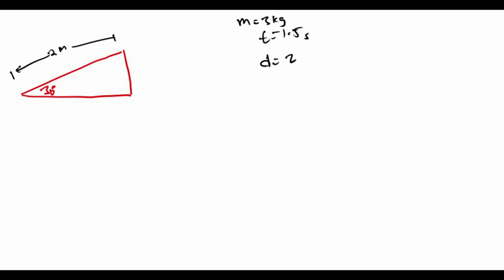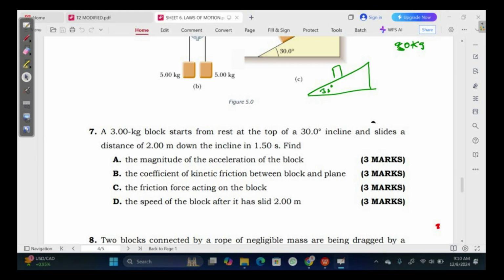Hello. Yes. What was the last thing you heard from me? Do you have an initial? Yes. So the question is, it has started from rest. You can see my screen.